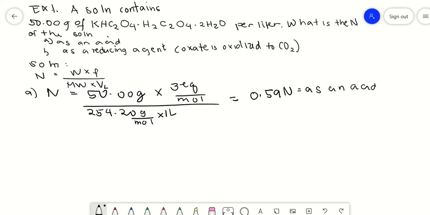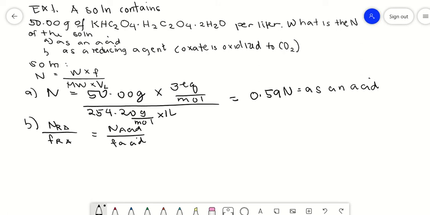So what would be the normality as a reducing agent? We have here a formula. Normality as a reducing agent divided by the factor as a reducing agent is equal to the normality as an acid divided by the factor as an acid. If you have an oxidizing agent, that would be normality as oxidizing agent divided by the factor as oxidizing agent is equal to normality as an acid over factor as an acid. A base will always be base. So, no problem with base.